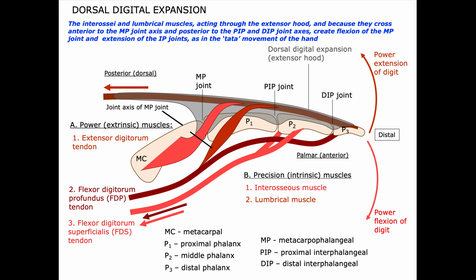And now guys, this is a real important line. Never forget that the interossei and the lumbrical muscles act through, you can see that they are attached to the extensor hood, and they cross, going anterior to my metacarpophalangeal joint axis and posterior to my proximal interphalangeal and distal interphalangeal joint axes. And so now what they do is create flexion of my metacarpophalangeal joints and extension of my interphalangeal joints.